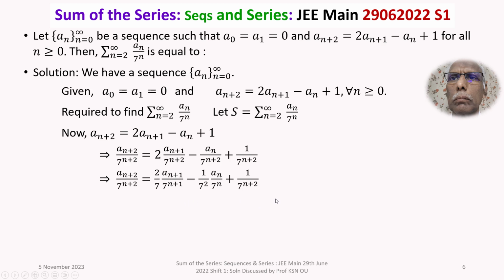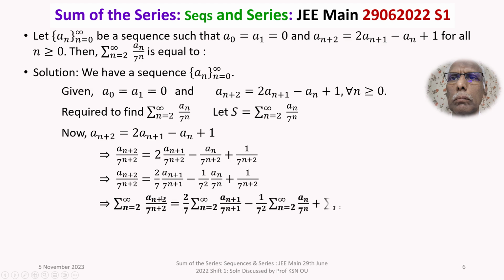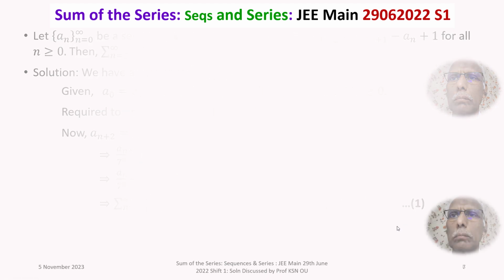Now take the sigma from n equal to 2 to infinity on both sides, that means sum up all the series. That will be sigma n equal to 2 to infinity of a_(n+2) by 7 to the power of n plus 2 is equal to 2 by 7 into sigma n equal to 2 to infinity of a_(n+1) by 7 to the power of n plus 1, minus 1 by 7 square into sigma n equal to 2 to infinity of a_n by 7 power n, plus sigma n equal to 2 to infinity of 1 by 7 to the power of n plus 2. Let's call this relation 1. We continue in the next slide.